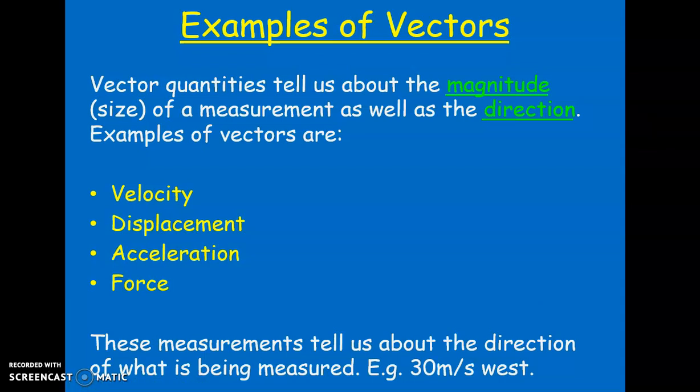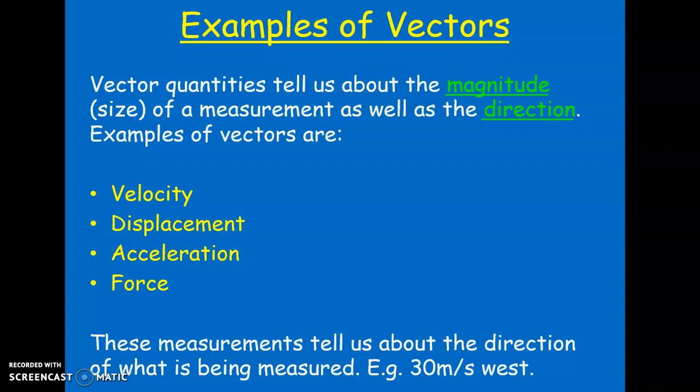Displacement means the shortest straight line distance between 2 points. Acceleration means speeding up, or it could be slowing down. But it's the change in your speed over a particular amount of time. And force. Force is a vector because force always has an associated direction.